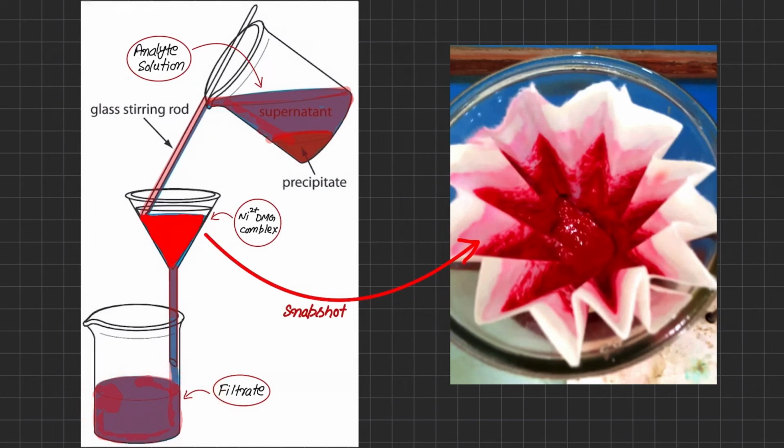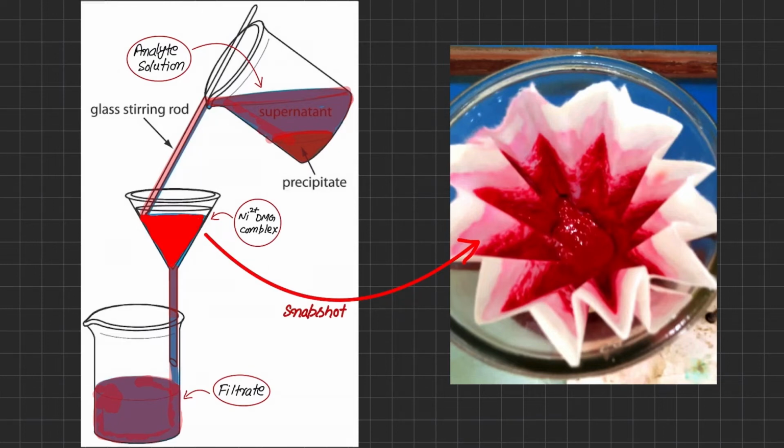So here is the filtrate, and we will not discard this filtrate. What we will do is further add DMG, so that if any unreacted nickel is present, it can also form precipitates, and then we will add these precipitates here, and we will have recovery from this filtrate solution. So here we are using a filter paper, and we are obtaining this complex between nickel and DMG in this filter paper.